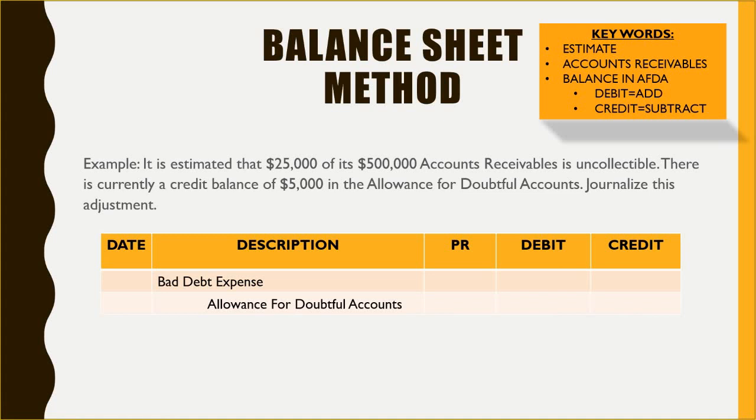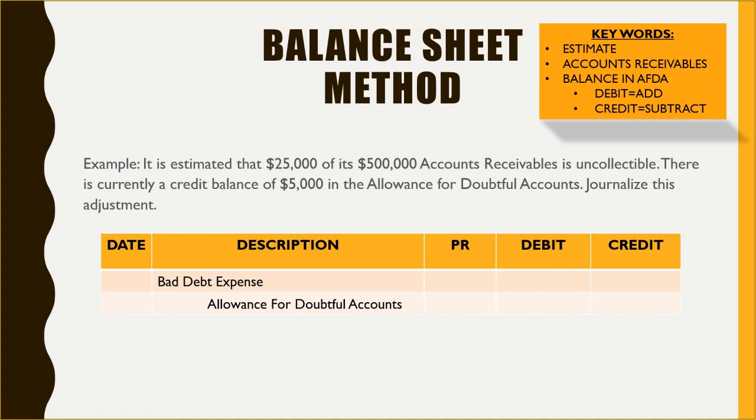All right, so let's take a look at scenario number 2. What if I have the exact same scenario, where I have an estimated amount of 25,000 out of 500,000 in accounts receivable to be uncollectible, but this time I have a credit balance of $5,000 in the allowance for doubtful accounts? How do I record this adjustment this time?